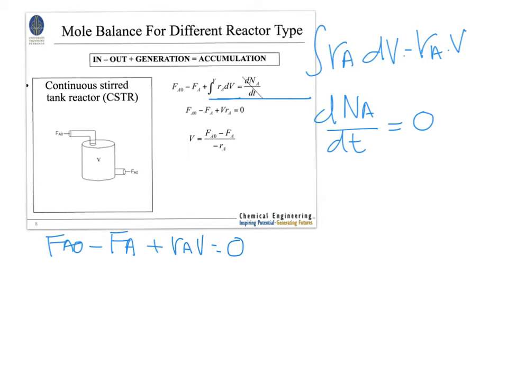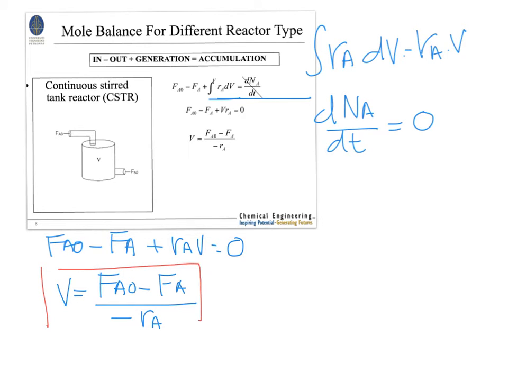So you can rearrange the equation to calculate the volume. We have V equals FA naught minus FA divided by minus RA. So this will be the equation that you need to use to calculate the volume of the CSTR required to reduce the flow rate of species A from FA naught to FA.